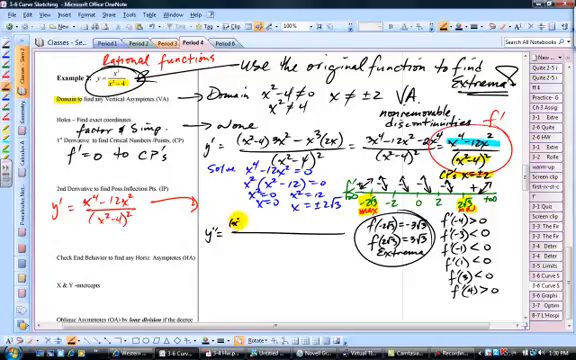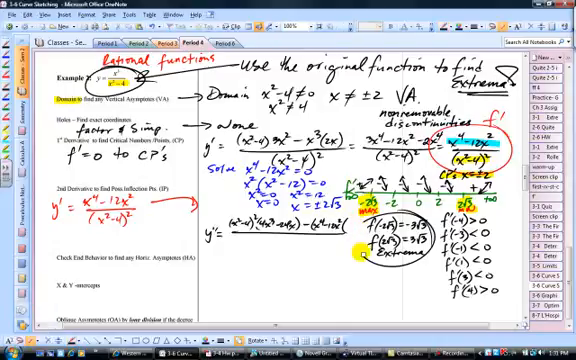Take x squared minus 4 to the second times the derivative of x to the fourth minus 12x squared, which is going to be 4x cubed minus 24x, minus x to the fourth minus 12x squared times the derivative of the denominator. Now I have to use the chain rule.